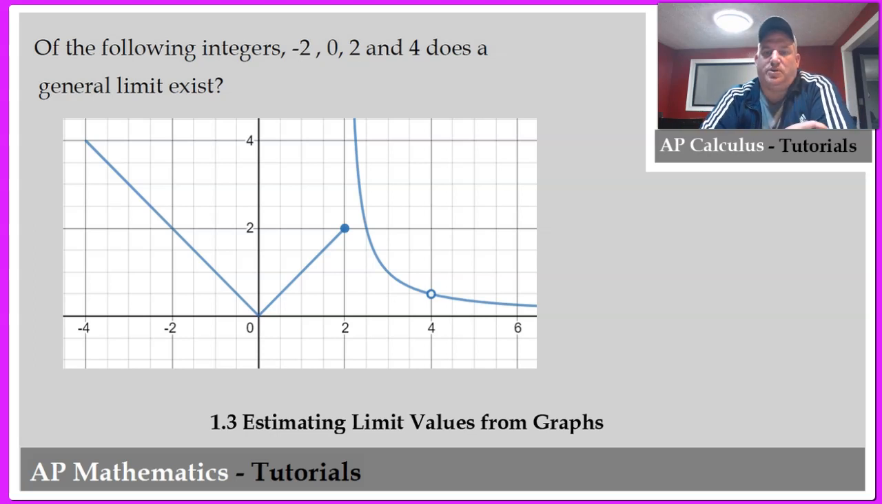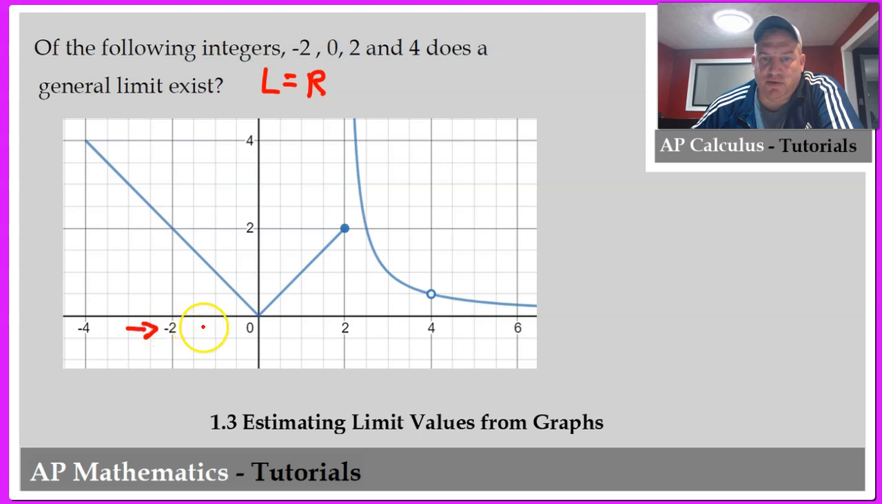Hi calculus students, we're here looking at section 1.3 again, estimating limit values from graphs. Now our question here is, of the following integers, -2, 0, 2, and 4, does a general limit exist? Well, a general limit exists as long as the left-hand limit is equal to the right-hand limit. So we're going to check each value that they ask.